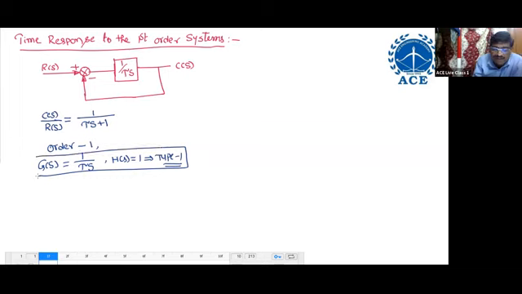For order you have to observe the closed loop transfer function. For type you have to observe the open loop transfer function, that is G of S. I told very clearly.